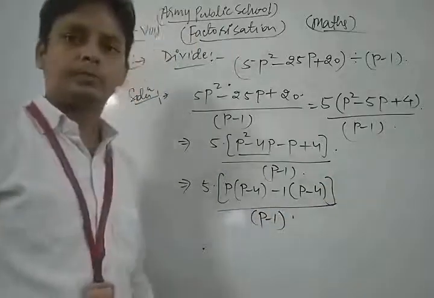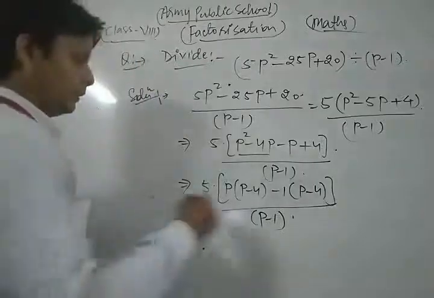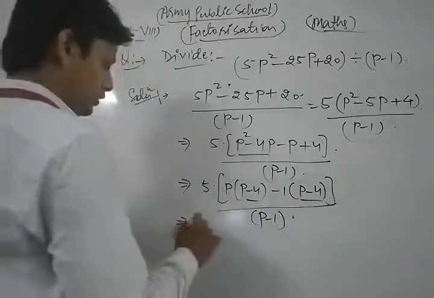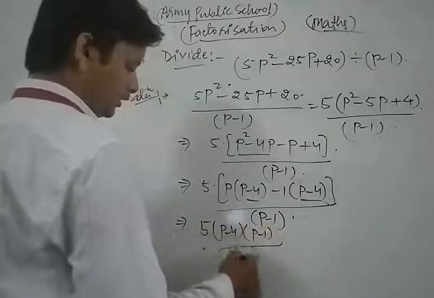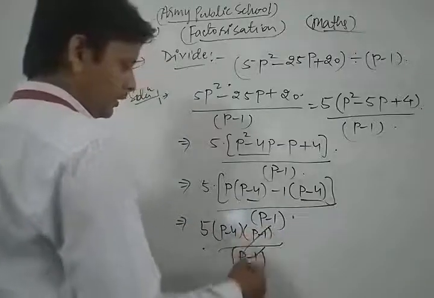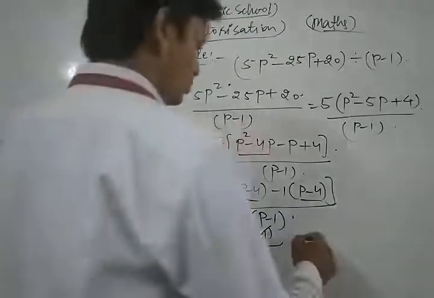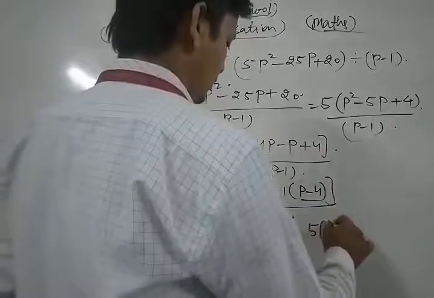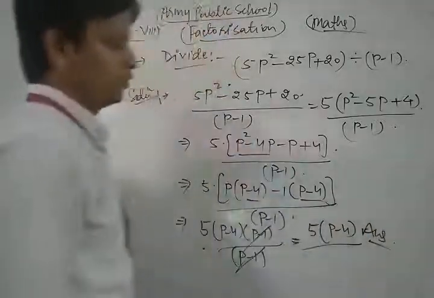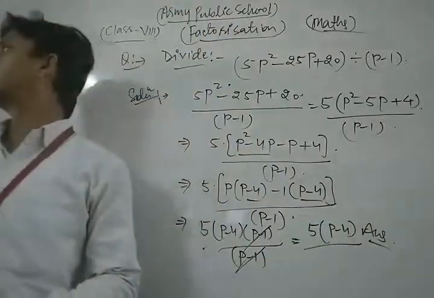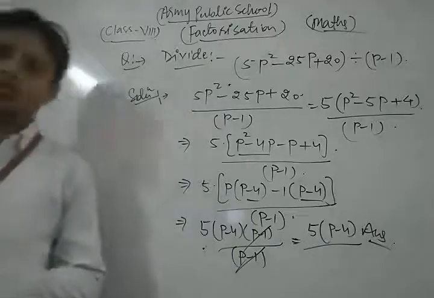Now we take p minus 4 as common, so this is 5 into p minus 4 upon p minus 1. P minus 1 cancels with p minus 1, so we get 5 into p minus 4. This is the required solution of the given question.